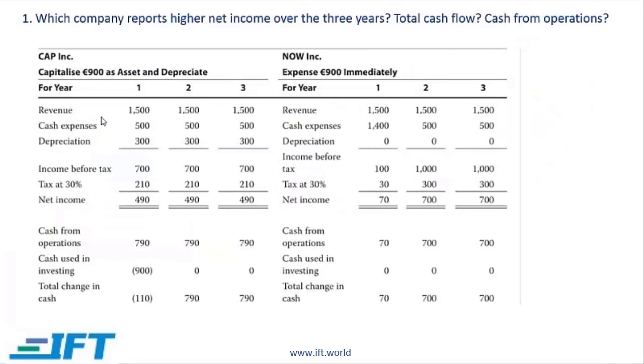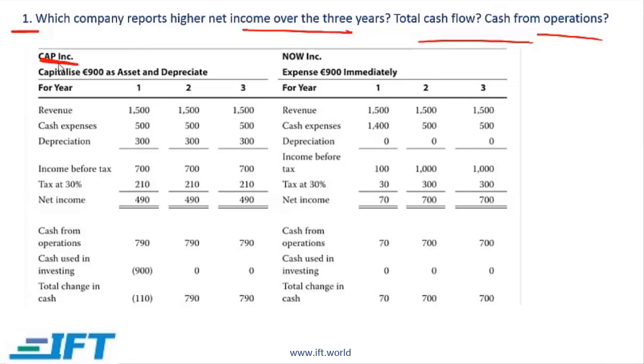I am going to highlight the important points over here, and then there'll be a separate video going into details. But I think this is fairly straightforward, and I actually want you to try solving this on your own before you look at the solution. The first question is, which company reports higher net income over the 3 years? And then we also want to look at the cash flow numbers on the recording.